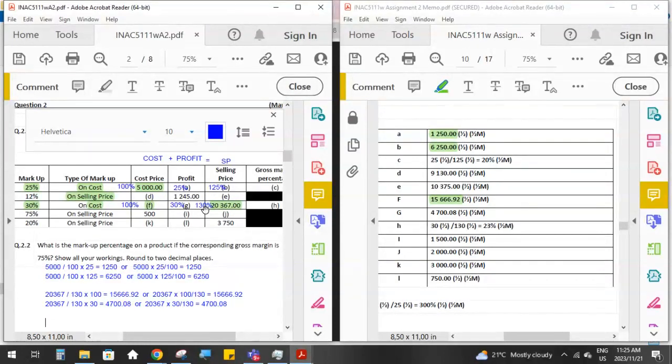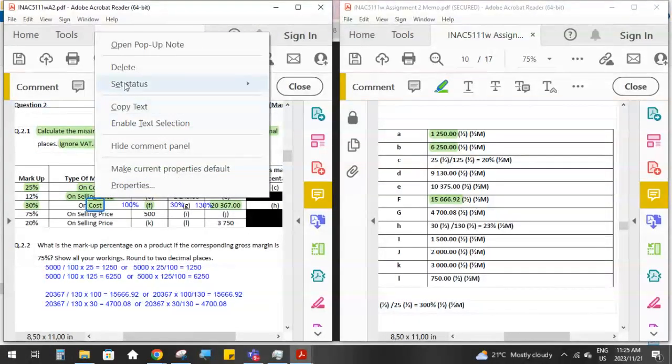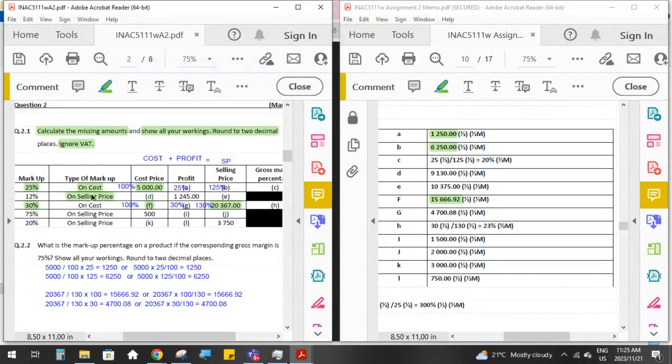So hopefully you've understood that. Then I'll come back to these gross margin percentages here in a minute. I just want to finish working out these markups on cost, etc., before we do anything different. Okay, so those are our two markup on cost calculations. So we did that one and we did that one.